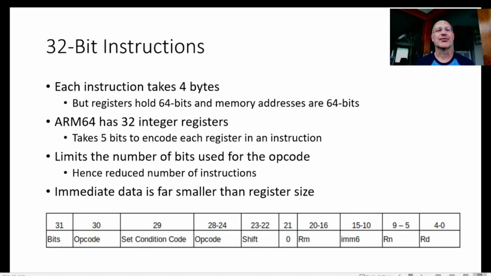All instructions are 32 bits in length. So even though this is a 64-bit processor, the 64 bits really means that the registers hold 64 bits and the memory addresses are 64 bits. The actual instructions are all 32 bits.